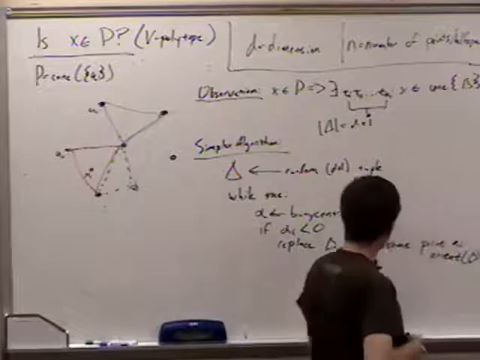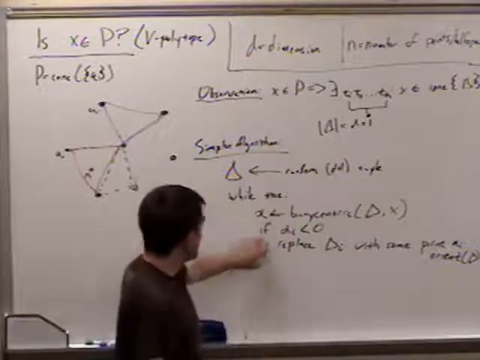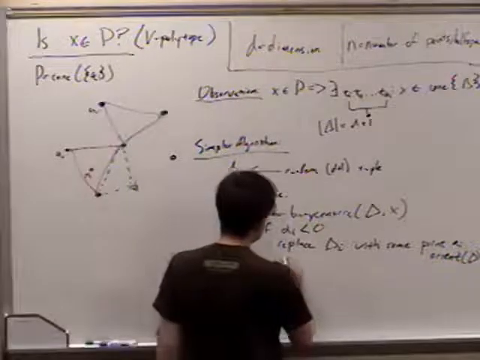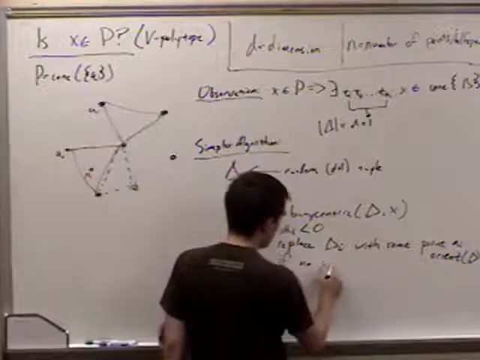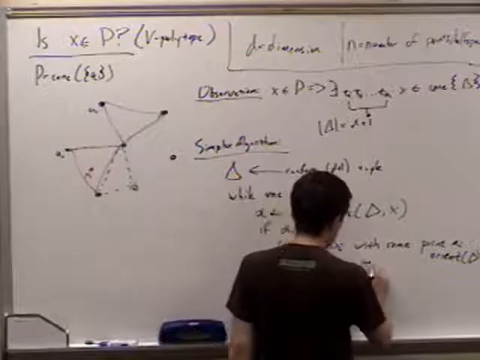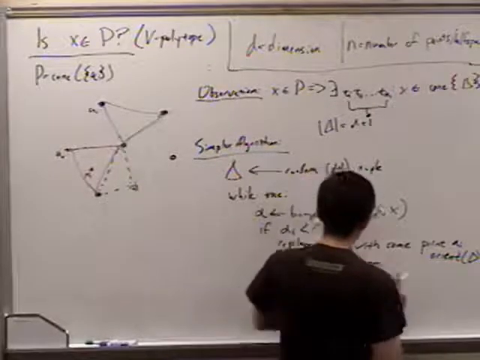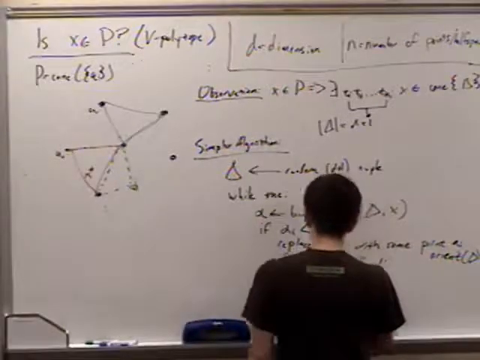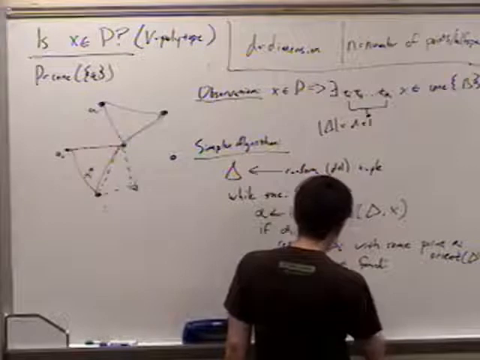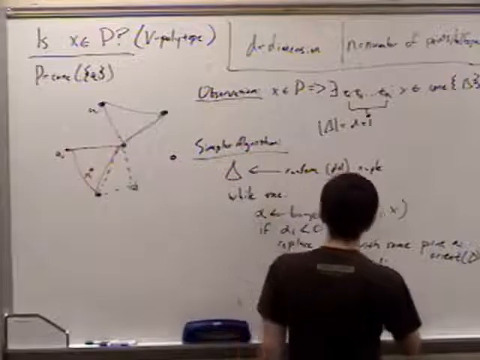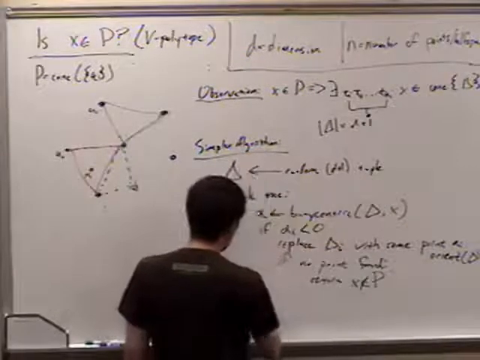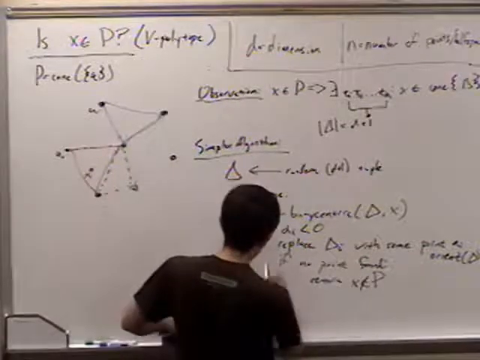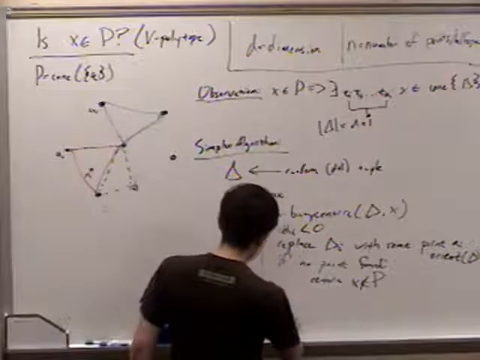Do you have to iterate through the points in order? Yeah, exactly. So you have to do a scan over all points. So this is an order n operation, right? And we should also say if no point is found, return x not in P. Otherwise, after this, we'll say otherwise.